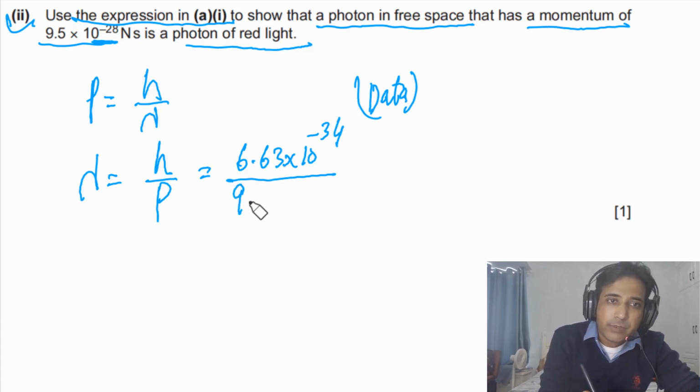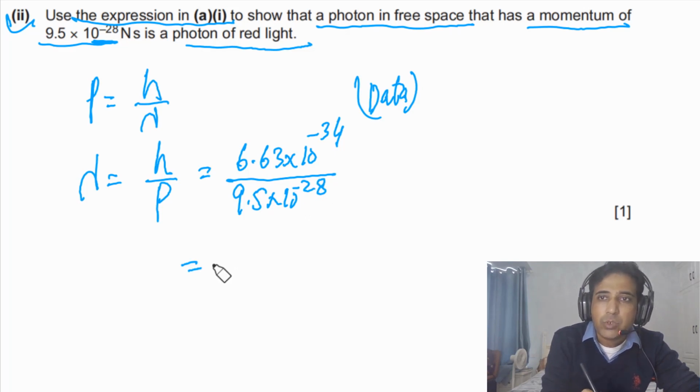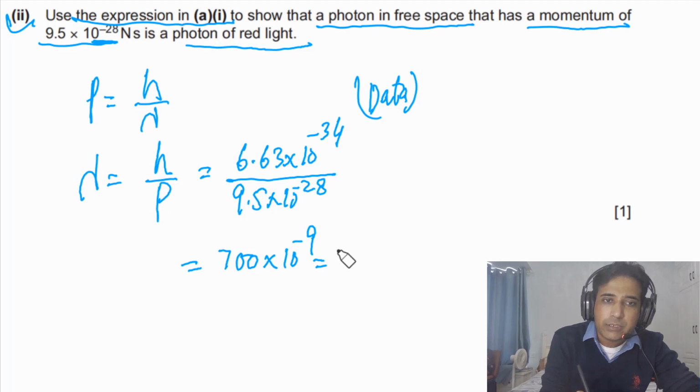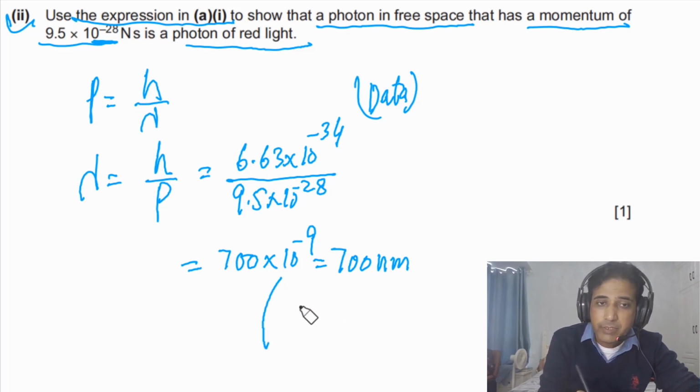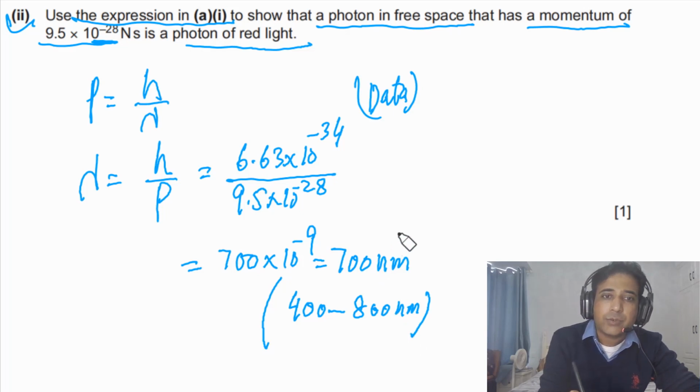And the value of momentum is given to us, that is 9.5 times 10 to the minus 28 newton seconds. If we solve this, we will get about 700 times 10 to the minus 9, so this is equal to 700 nanometers. Now if we compare this with the wavelength of visible light, which is about 400 to 800 nanometers, this is very close to this end, so this is red light. This is how you need to answer.